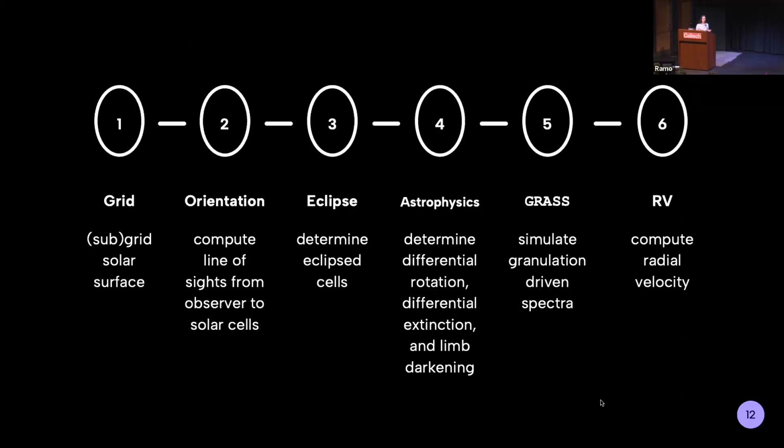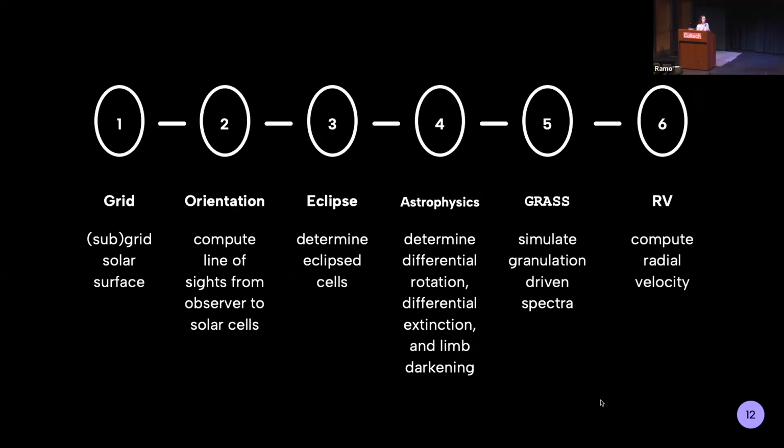So here I'm just giving you a general pipeline of how I'm creating my models. Ultimately, I just grid the sun's surface. I use the NASA toolkit SPICE to determine all the appropriate orientations, determine which cells are being blocked by the moon. I consider some astrophysical concepts, which I will discuss in a second, pass this all into GRASS, simulate my line, and then I compute my radial velocities using a CCF to be consistent with NEID.